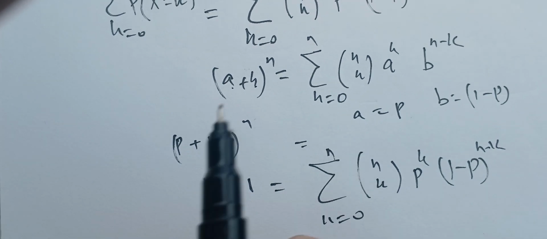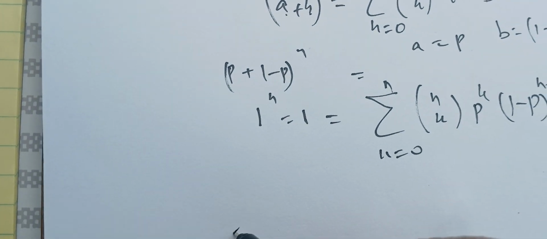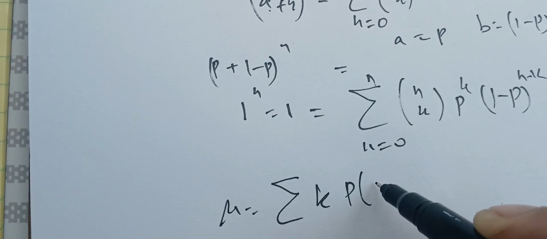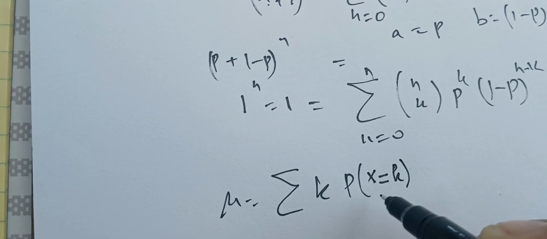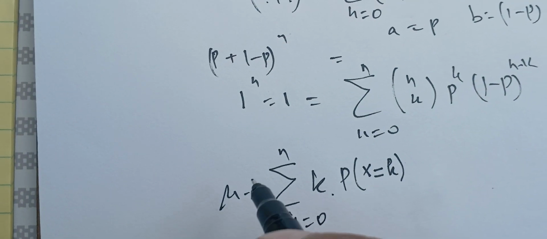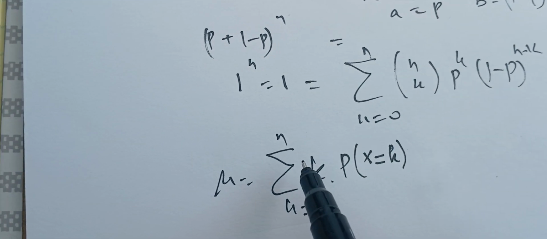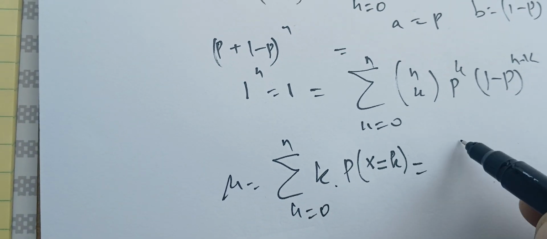Next we're going to compute the mean of this distribution. We know that the mean is defined as the sum of k times the probability that X is equal to k, k going from 0 to n. The key is that, note that when k is 0, this expression is 0. That's why we start from 1.